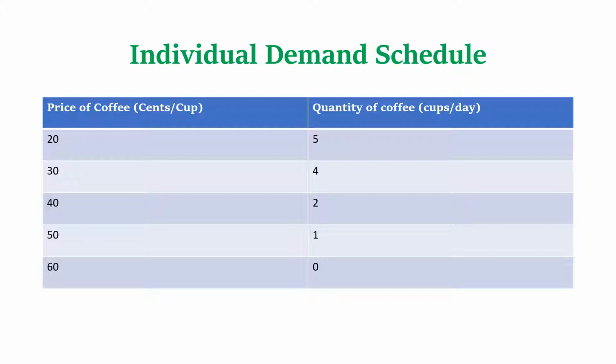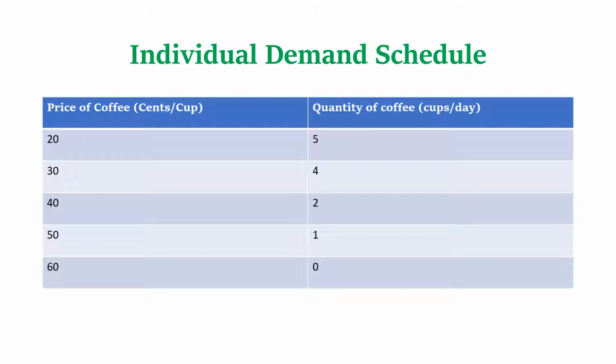So in that particular case, the point will be what? On the vertical axis. So that means the consumer is not going to buy anything when the price is greater than the maximum willingness to pay. So the maximum that this consumer can pay for the coffee is 50 cents.